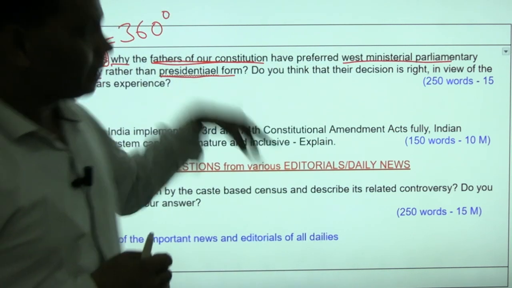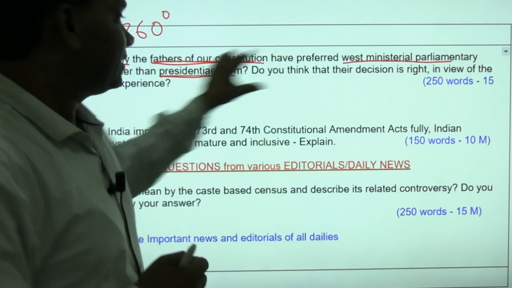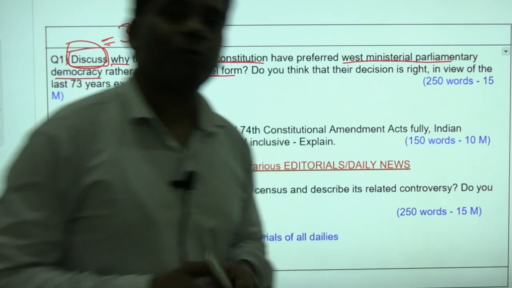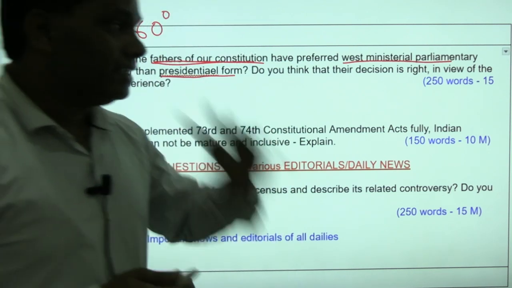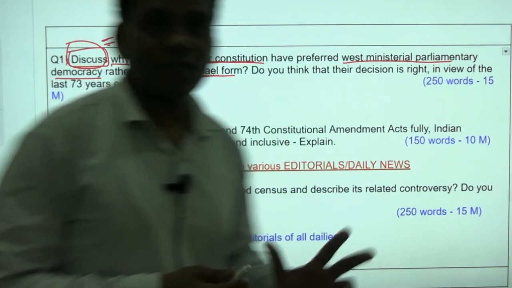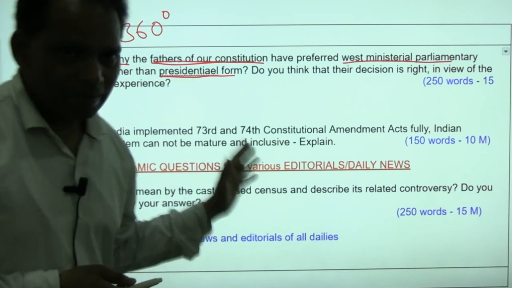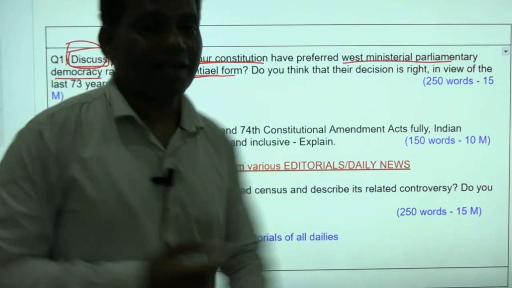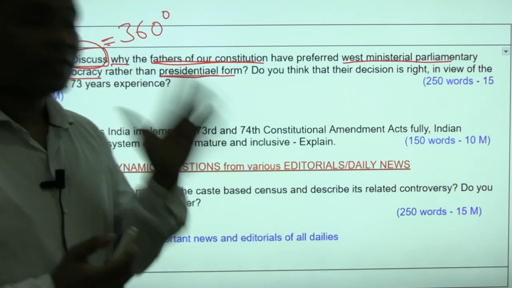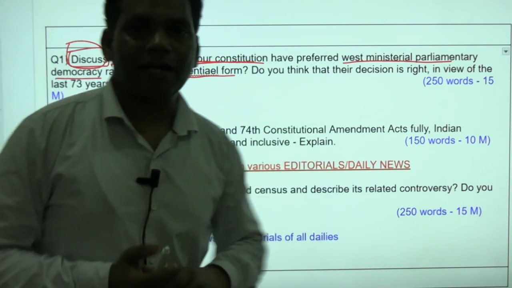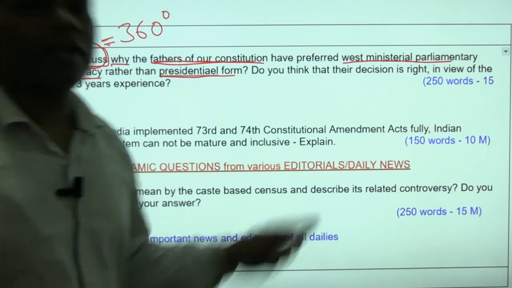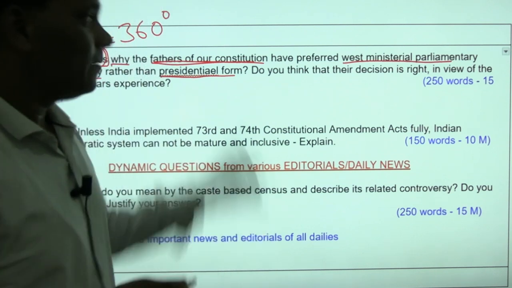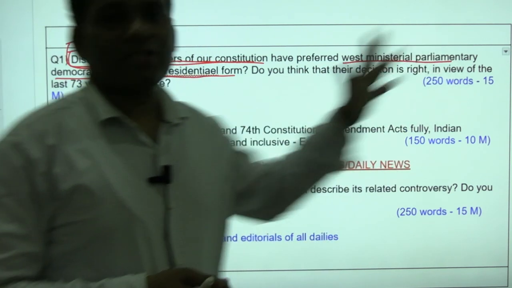Number two, the UK type of parliamentary government is suited to India's conditions. What are the conditions of India? Social, economic, political in general, and cultural or civilizational in particular. Indian society is a unique society. It is a complex and composite society, where this system can provide huge representation.